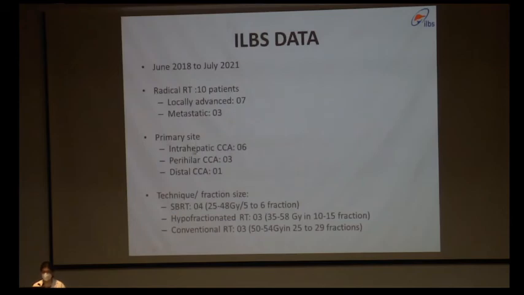The primary site was intrahepatic cholangiocarcinoma in 6, perihilar in 3, and distal cholangiocarcinoma in 1. Regarding technique and fractionation, SBRT was given in 4 patients with a dose ranging from 25 gray to 48 gray in 5 to 6 fractions. Hyperfractionated RT was given in 3 patients, with dose ranging from 35 to 58 gray in 10 to 15 fractions, and conventional RT in 3 patients.